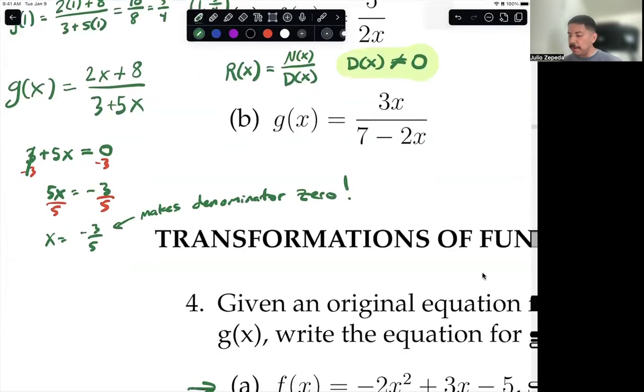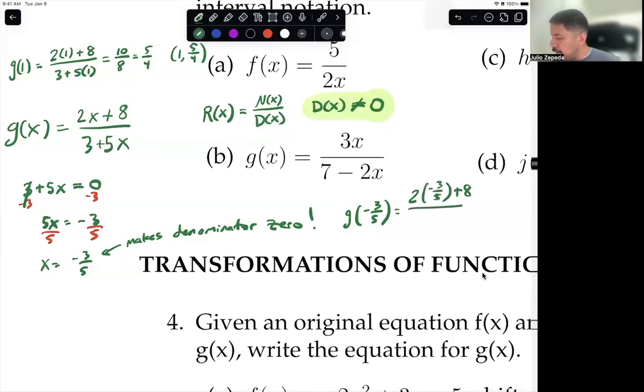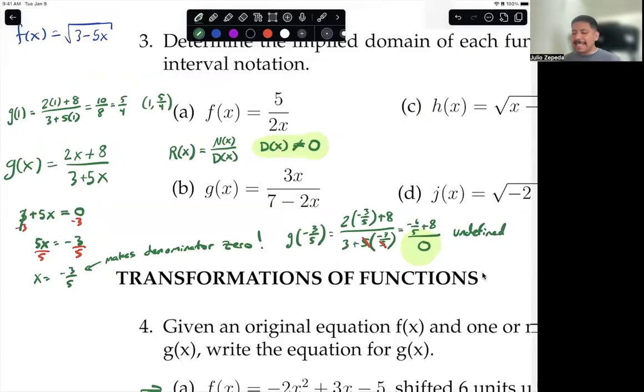You could try to plug this number in, but let's try it here. G of negative 3 fifths. You say, hey, well, why are you excluding negative 3 fifths? What did it do? Well, we can plug it in, and we get 2 times negative 3 fifths plus 8 divided by 3 plus 5 times negative 3 fifths. If we work out the bottom, we can see that the 5s are going to cancel, and we're going to get 3 plus negative 3 on the bottom. And so that is going to result in getting negative 6 over 5 plus 8 divided by 0. And here, that division by 0 is a big no-no, right? We don't want that. This is actually called undefined. This function is not defined when x is equal to negative 3 fifths.